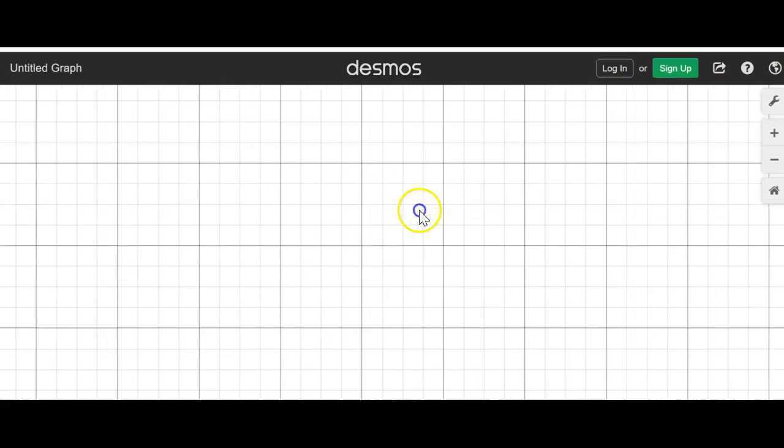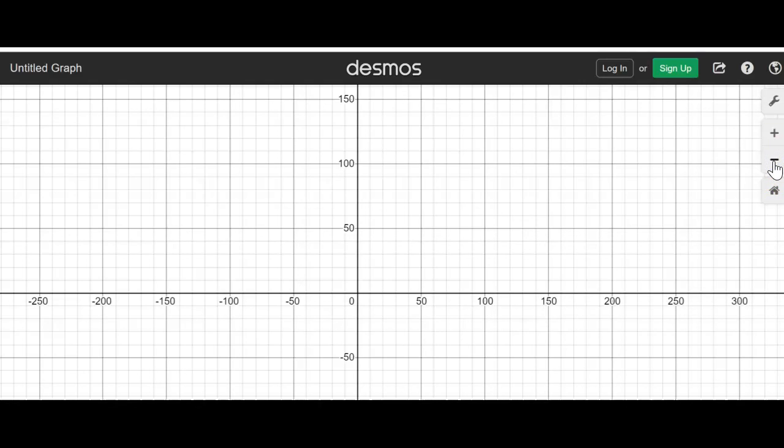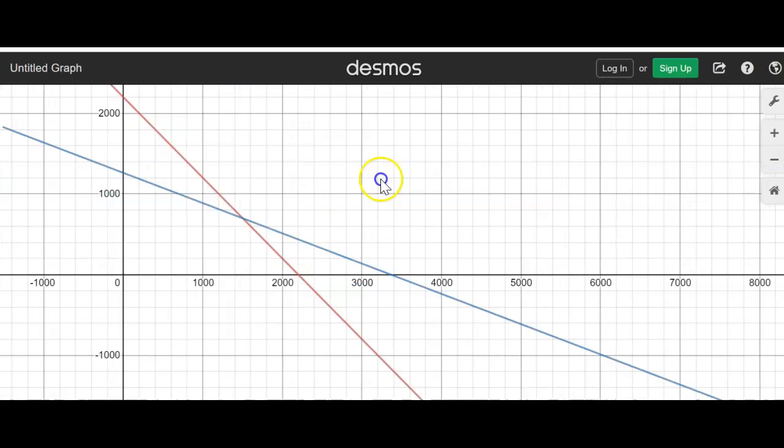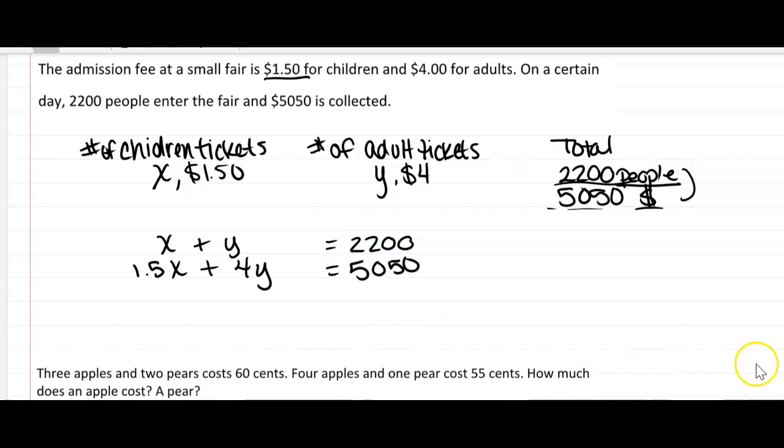You can push these little double arrows. And let's zoom out because those totals were pretty big. There it is. All right, so once you see it, if you click with your mouse on the intersection, their intersection is their solution. So we have 1,500 and 700. So our point is going to be at 1,500 and 700.